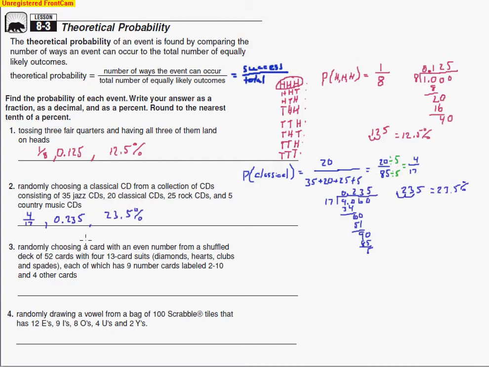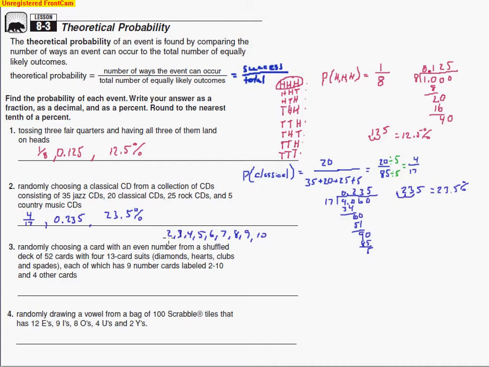Well, take a look at the next one. Randomly choosing a card with an even number from a shuffled deck of 52 cards. Well, in the deck of cards, there's 13 cards in each suit. They're either diamonds, hearts, clubs, or spades. Each has 9 numbered cards labeled 2 through 10. So let's write down those numbers. There are 2, 3, 4, 5, 6, 7, 8, 9, and 10. So those are the different numbers we have.